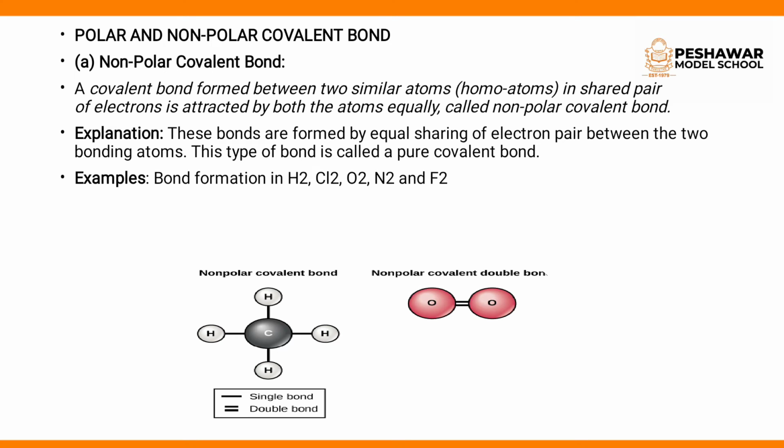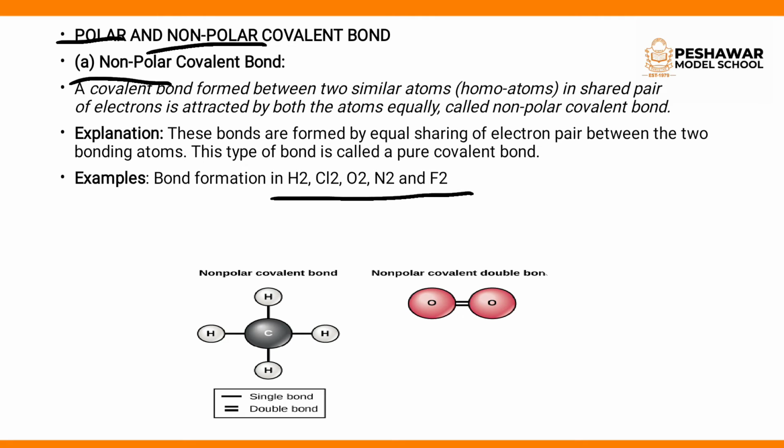You have studied the covalent bond, that is formed by the sharing of electrons, but in that covalent bond sometimes the sharing of electrons is between the same atoms, just as H2, Cl2. Look here, they are the same atoms. And sometimes the sharing of electrons is between different atoms. So on that basis we have classified it into two types, the polar covalent bond and the non-polar covalent bond. First of all we will talk about the non-polar covalent bond.